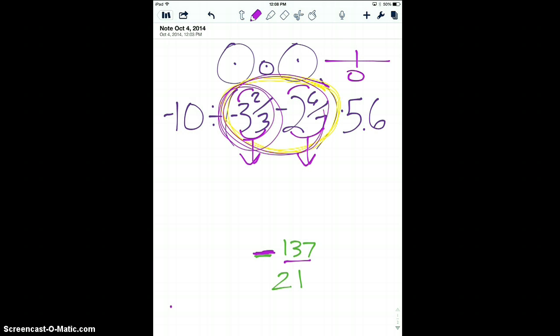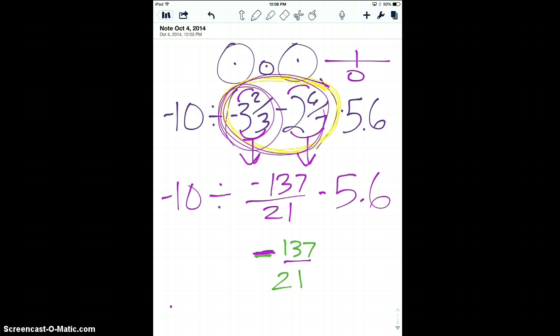So I'm going to write that in, -137 over 21, and I'm going to rewrite the rest of the problem. We had the -10 divided by that, and then times 5.6. Alright, so first step is done. Now at this point, if you think you know the second step, go ahead and pause it and try it. Otherwise, I'm going to start in.